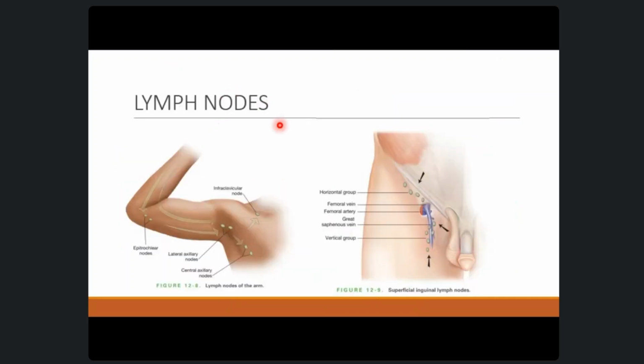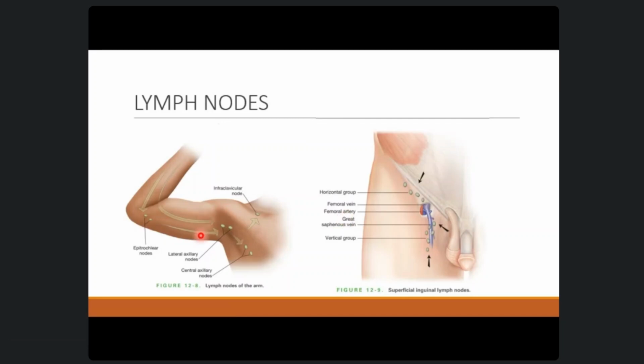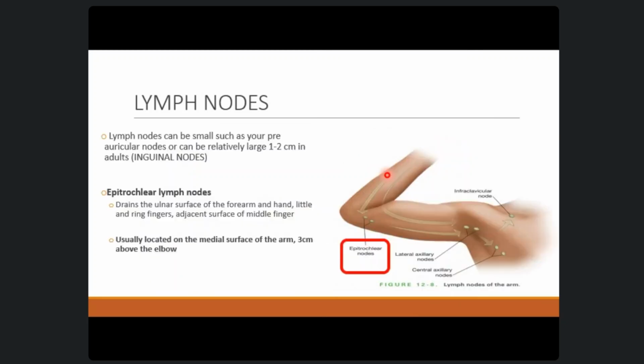So for the lymph nodes, lymph nodes are round, oval, bean-shaped structures that vary in size and their location. So the lymph nodes in general play an important role in the body's immune system. So on your physical examination, you can usually palpate the superficial ones. So you have here the epitrochlear, the axillary, and even the cervical area and on your leg. So here on the inguinal area.